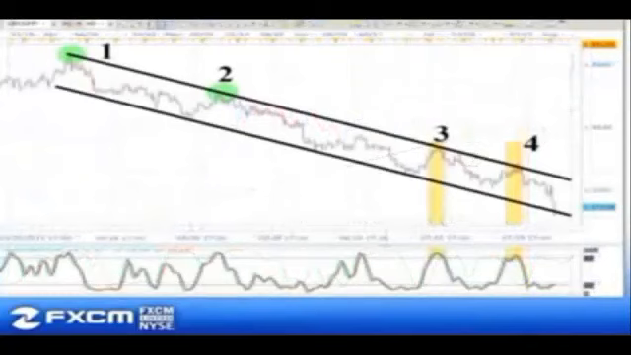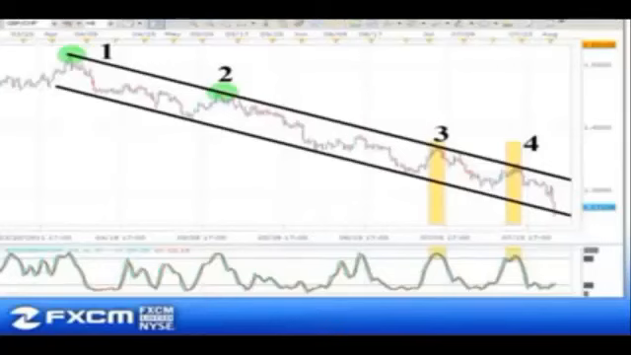This is the pound Swiss. This thing's been in a monster trend to the downside until the Swiss National Bank decided to intervene in the market and try to put a lid on Swiss franc appreciation. So I had a nice trend channel. I started off by drawing my downward sloping resistance line, point 1, point 2, and then I duplicated this as a trend channel.